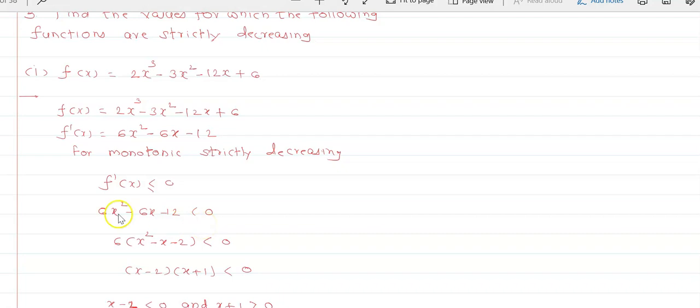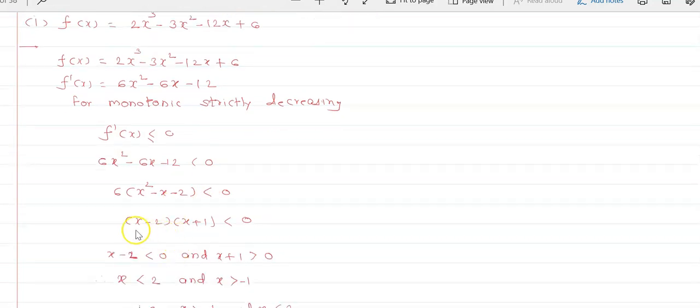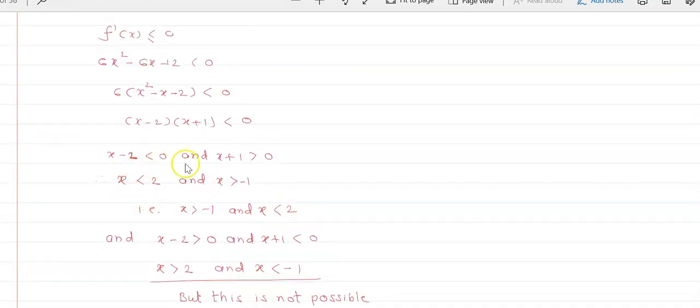Okay. 6x squared minus 6x minus 12 is less than 0. Factorize it. You will get (x minus 2)(x plus 1) less than 0. That is, x minus 2 times x plus 1 is negative, so one of them is positive and the other is negative. Suppose the first is negative, then the second is positive. x minus 2 is less than 0, it means that x is less than 2. x plus 1 is greater than 0, it means that x is greater than minus 1.